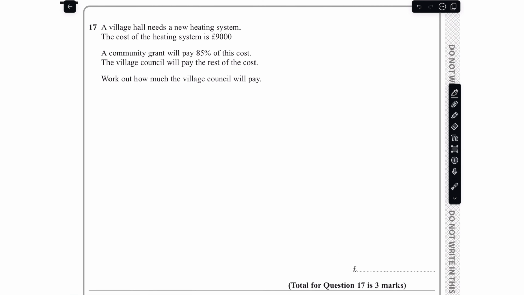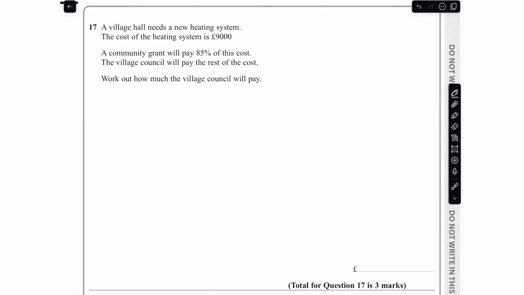In question 17, we are told that a village hall needs a new heating system. The cost of the heating system is £9,000. A community grant will pay 85% of this cost. The village council will pay the rest of the cost. Work out how much the village council will pay.